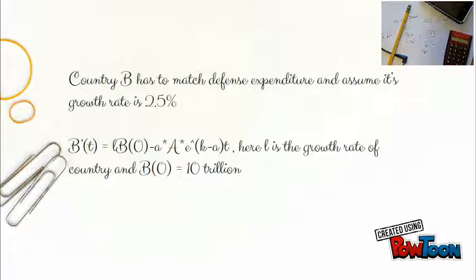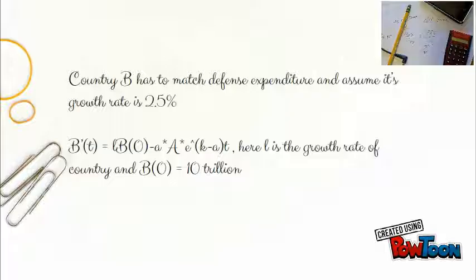Hence B'(t) = l times B0 minus a constant times its fraction times A0 times e raised to the power (k - a) t. Here small l is the growth rate of country B, and B0 is 10 trillion, its initial GDP value.